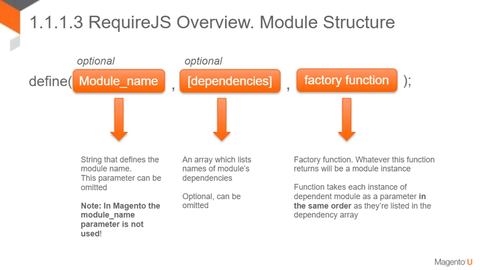Note, the return value from the factory function could be whatever. It can be an object, it can be a function, or anything else. We call exports the result of factory function execution.